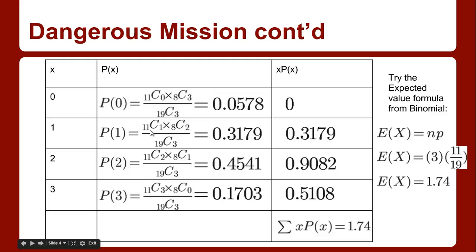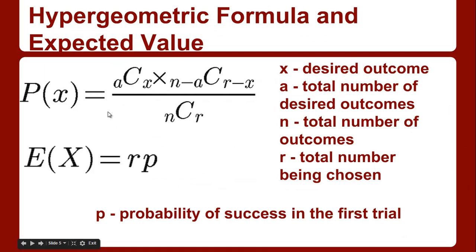Like this is 11 and 8 added up is 19. 1 and 2 added up is 3. 19 and 3 is the total and the total number you're choosing. These are the subsets, the two categories. In hypergeometric, just like binomial, there will always be two categories.